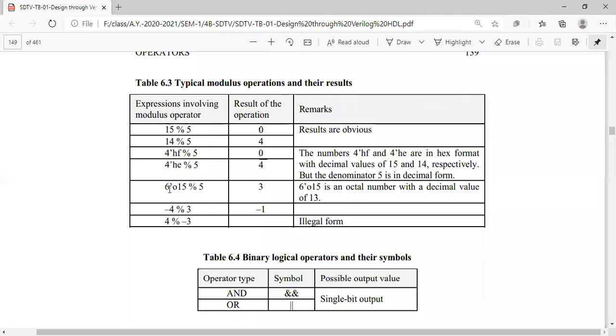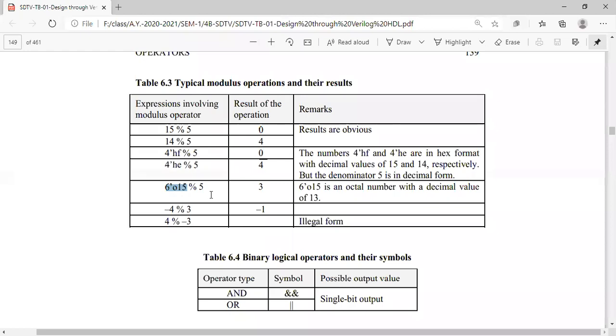Now you see here a 6-bit number, and it's octal, and the value is 15. It's an octal number 15, with a decimal value of 13. This is the indication of the number 13 in decimal.